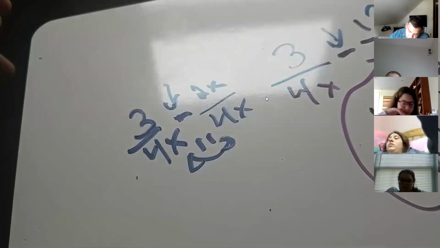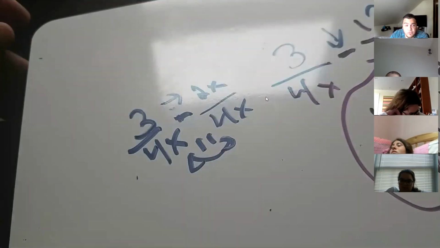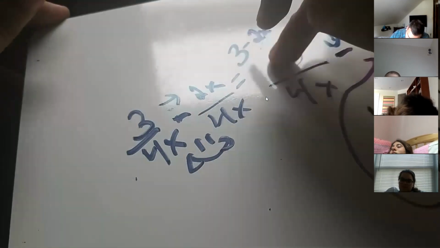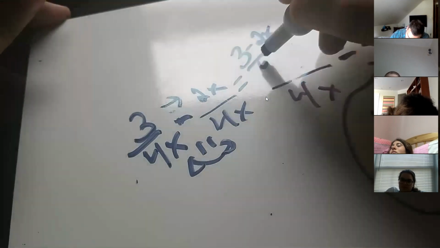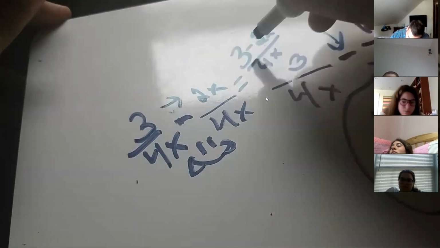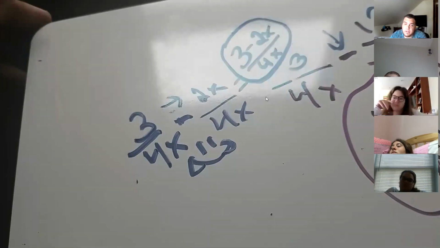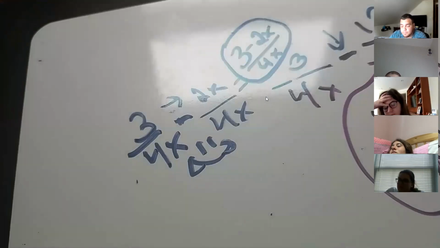So now we could subtract straight through. But the thing is, 3 and 2x are not even like terms, so we don't even have to do any adding. 3 minus 2x all over 4x. We can circle it. Very important that 2x is locked in with the minus because it's being subtracted from 3, so you can't simplify the x's in any way. You can't simplify the 2's in any way. Okay?